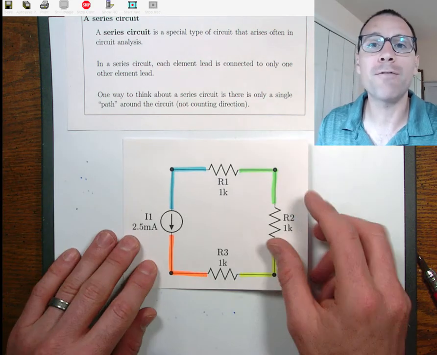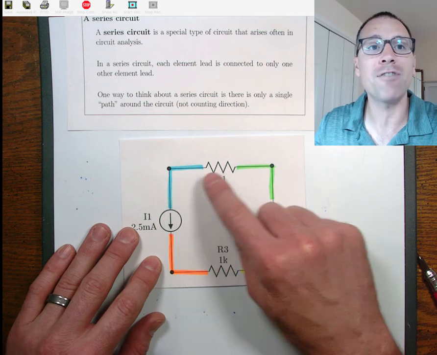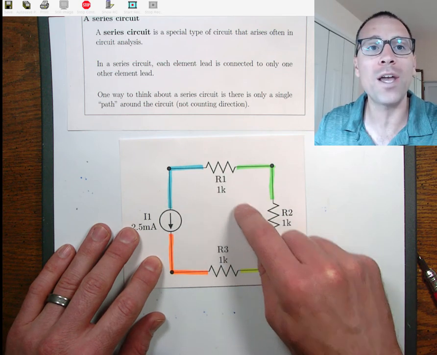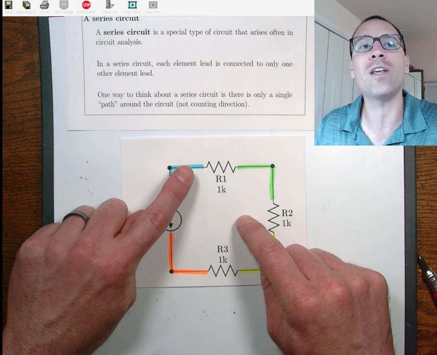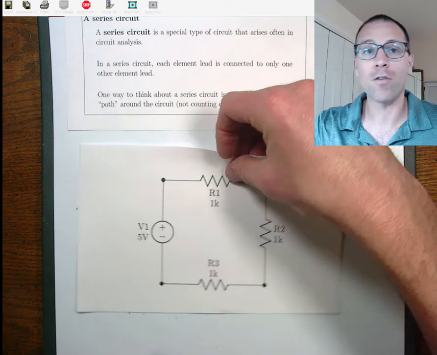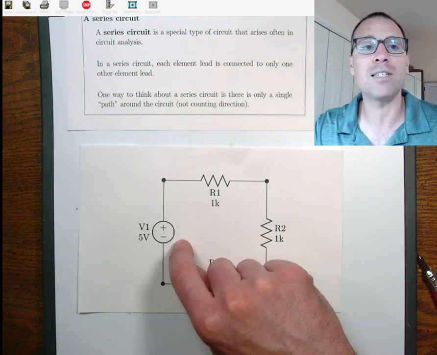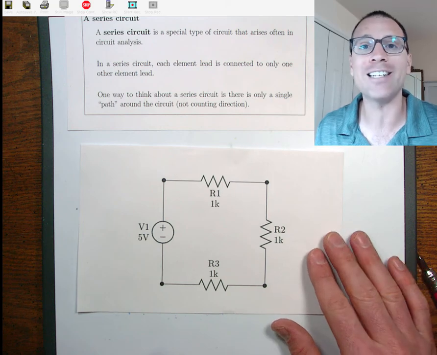Let's take this one step further. We can have series circuits with 4 elements. In that situation, we would have this closed path. There's only one way to get around the circuit. Another way to say that is every lead connects to only one other lead. That's a series circuit. Here's yet another version where we replace the DC current source with a DC voltage source. Still, those are in series.